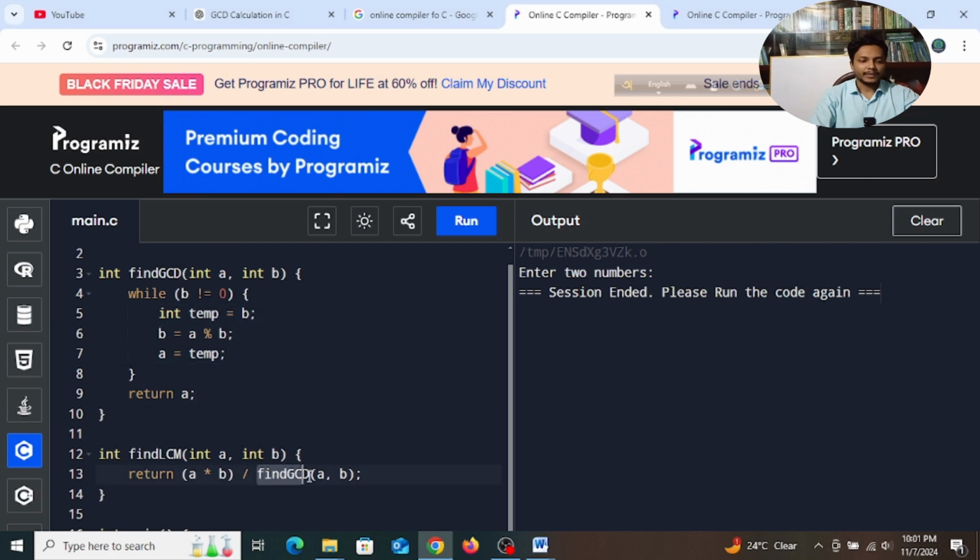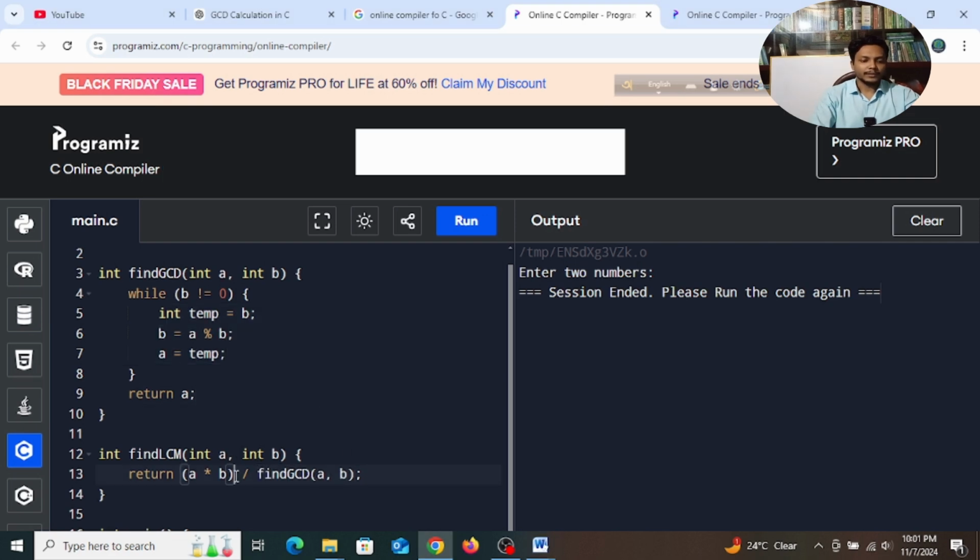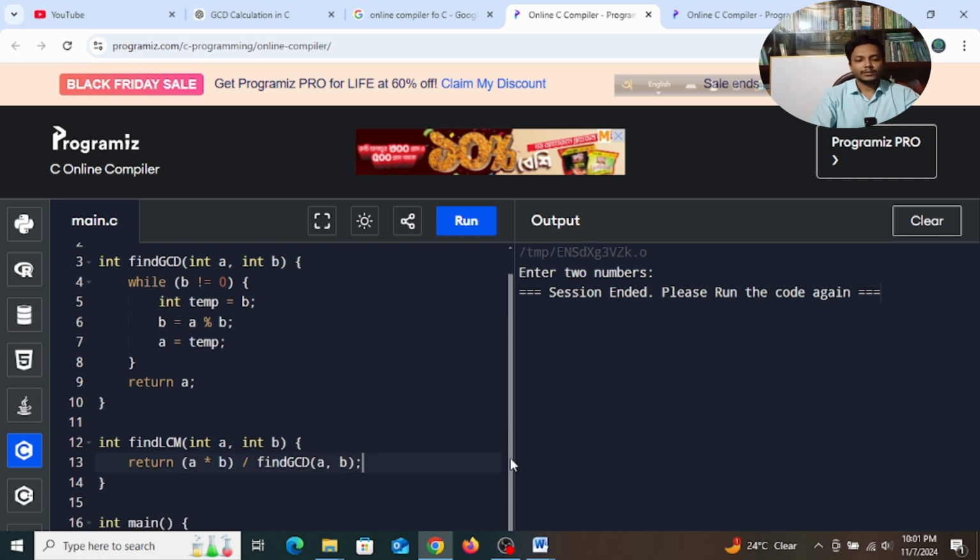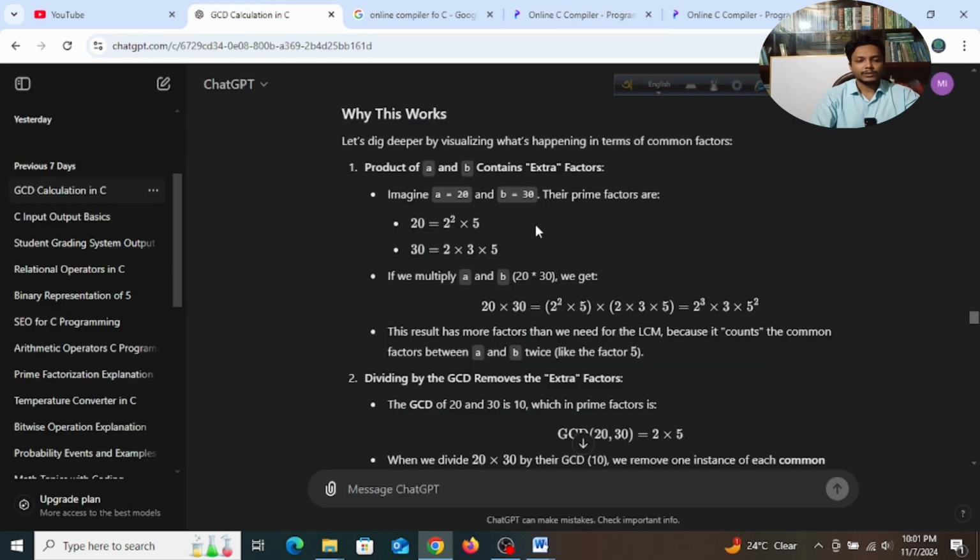So now this GCD 10 will be this: a into b equals 30 into 20 would be 600, and 600 divided by 10 would be 60, right? So if you don't know about LCM and how these methods work, we will try to explain these two, why this line works, and how you write this line, right? So if I show you why this works, let's dig deeper by visualizing what's happening in terms of common factors.